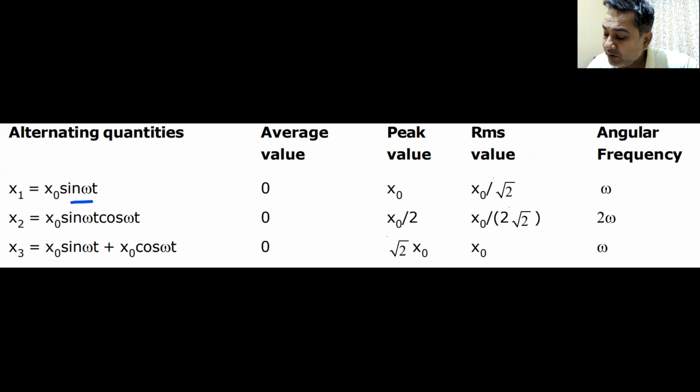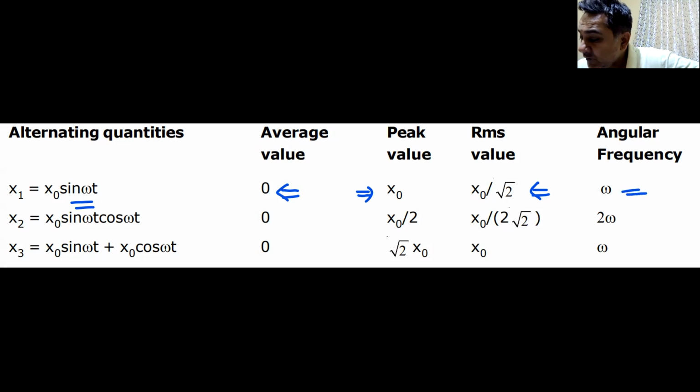I is equal to I naught. They have not used I, they have used X. The average value in one cycle is 0. The peak value is X naught. The RMS value is X naught by root 2. Angular frequency or angular velocity is omega. Do we all know these terms?